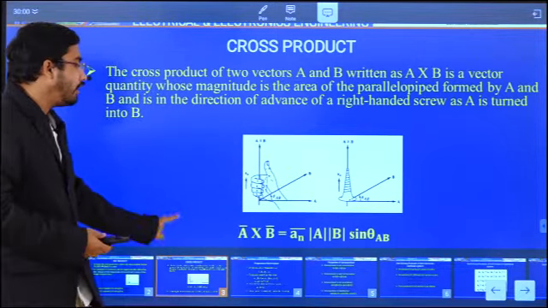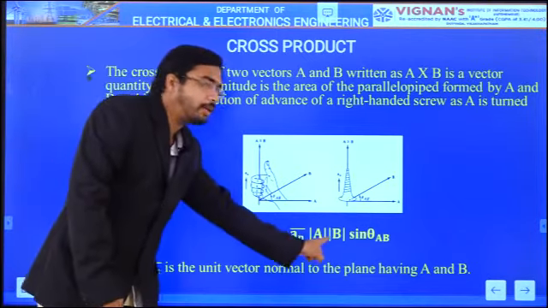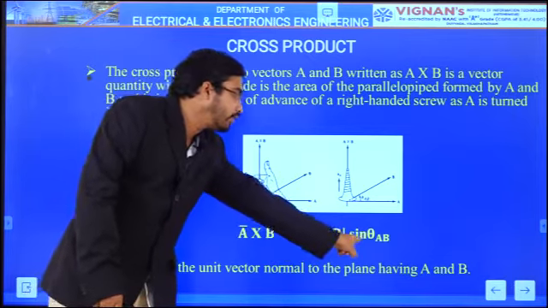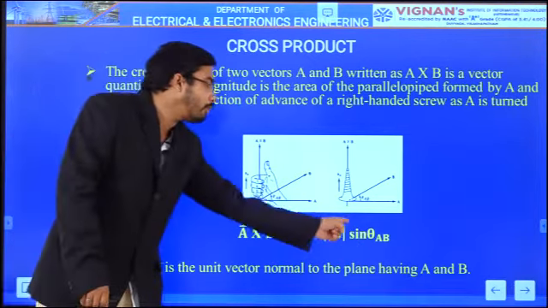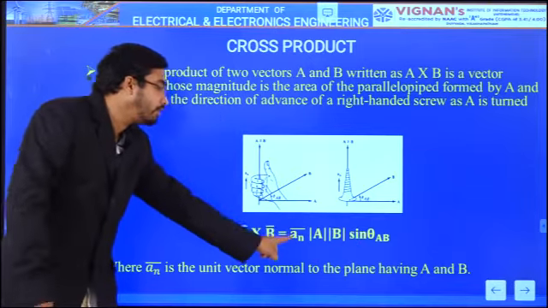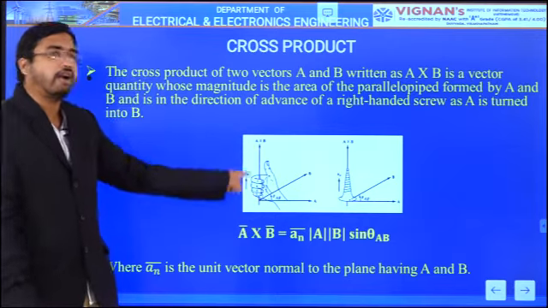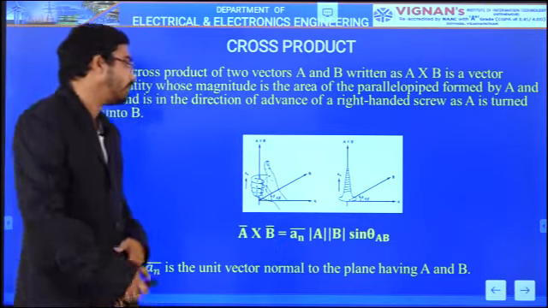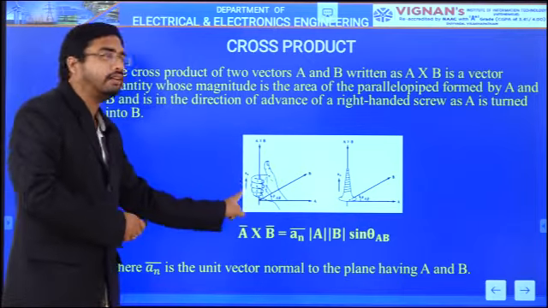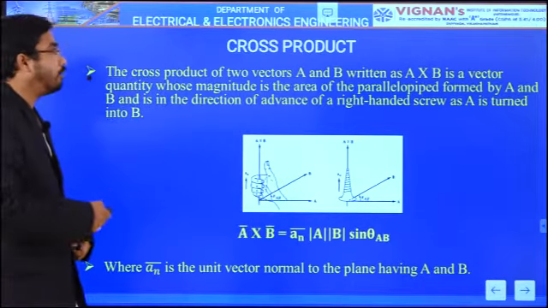Okay, and A bar cross B bar cross product is expressed as the product of the magnitudes of the two vectors with the sine of the angle between them. So, A bar cross B bar is mod A mod B sin theta, and here we should also mention the unit vector. The unit vector along this A bar cross B bar is AN. We can clearly observe that here. Okay. So, this AN is a vector which is perpendicular to the plane having A bar and B bar.